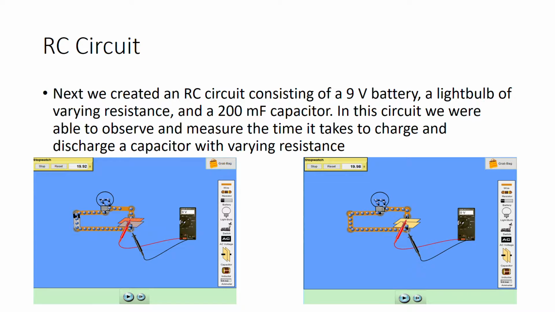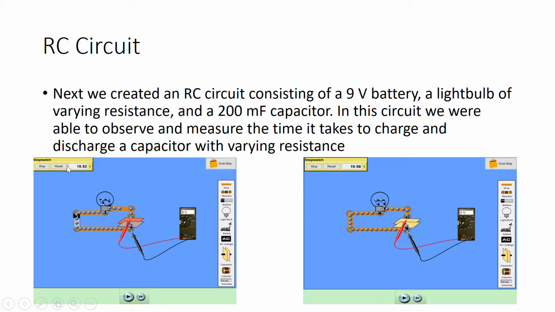Next, we created an RC circuit consisting of a 9-volt battery, a light bulb of varying resistance, and a 200 millifarad capacitor. In this circuit, we were able to observe and measure the time it takes to charge and discharge a capacitor with varying resistance. We observed that the light bulb initially was very bright, and then over time, it slowly got dimmer and dimmer.